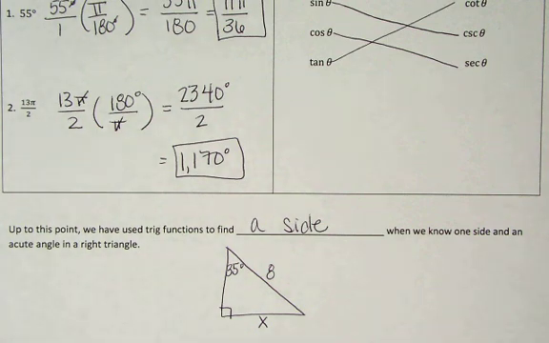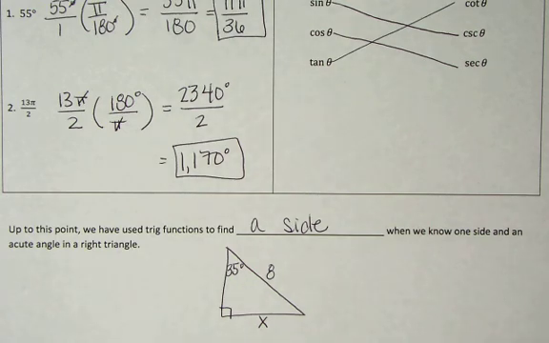Okay, so up to this point we've used trig functions to find a missing side length when we know one side and an acute angle in a right triangle. I've given you an example of the type of right triangles we've been dealing with recently, and in this situation we know that we cannot use Pythagorean theorem since we know only one side of this right triangle.